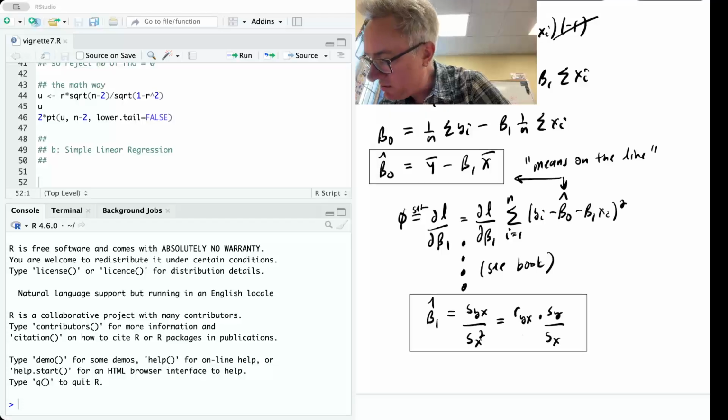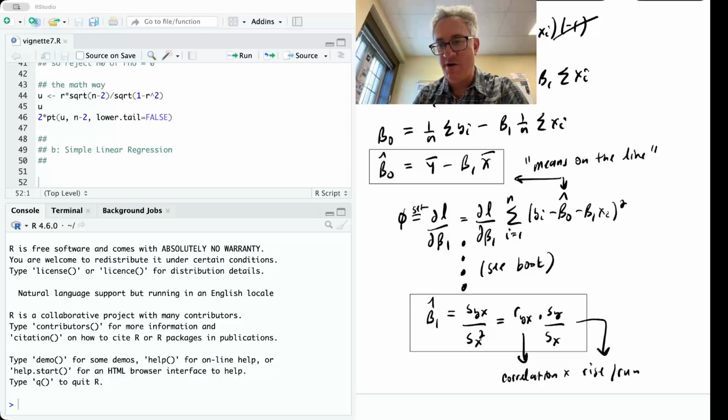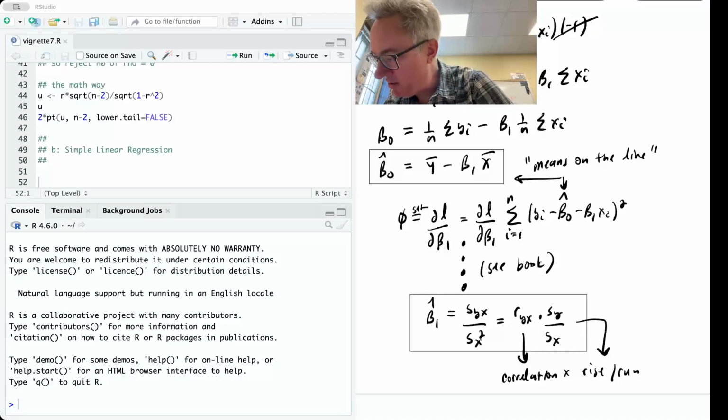So slope is correlation times rise over run. Remember rise over run from middle school? So I'm measuring rise statistically through the spread of y values, or the estimated standard deviation of y, divided by the spread of x values, or the estimated standard deviation of x. So slope is correlation times rise over run. And now we know the connection between linear regression, connecting SLR to correlation.